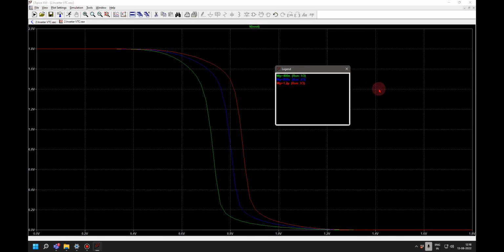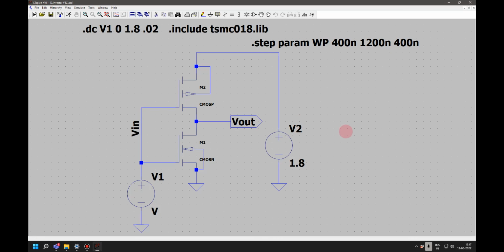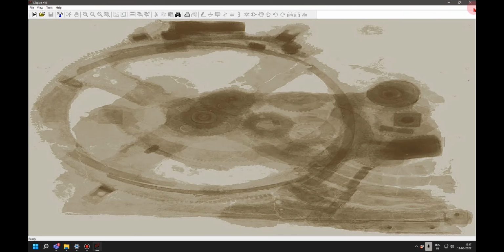Sir, what is the supply voltage here? 1.8 volt. I am using 180 nanometer, that is why I am using 1.8 volt.